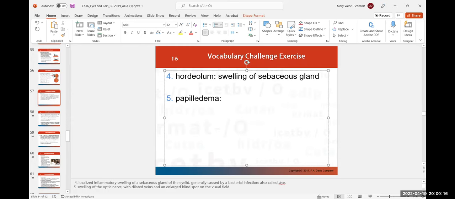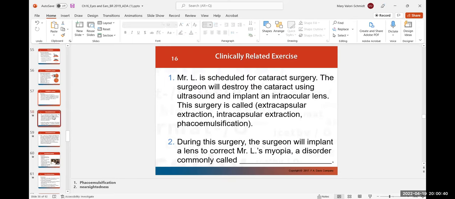And papilledema. What do you think papilledema is? What's edema? Swelling. There you go. So it's swelling of the eye, right? And we're usually talking about not like you got punched in the eye and you have a swollen black eye. It's swelling inside the eye, right? And that can actually cause damage to the optic nerve and have problems with vision later on down the road.